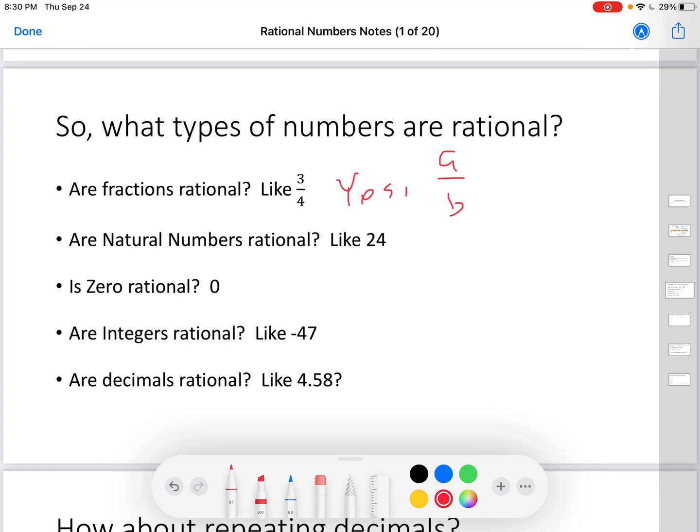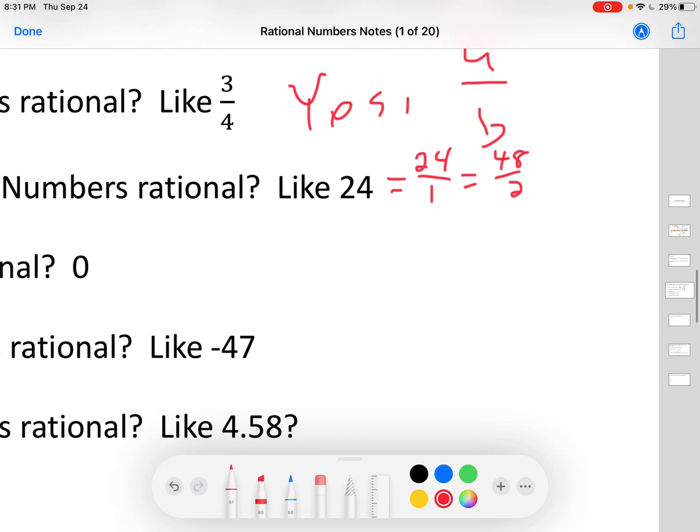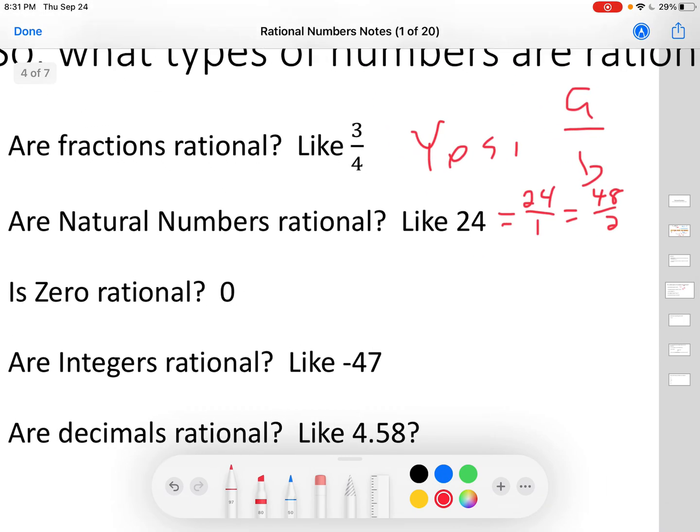Are natural numbers rational? Well, let's take 24. Can I write 24 as a over b? Of course I can. I can write it as 24 over 1. Or I can write it as 48 over 2. Both of those are equal to 24, and both of those are a over b. 24 is an integer, 1 is an integer. 48 is an integer, 2 is an integer.